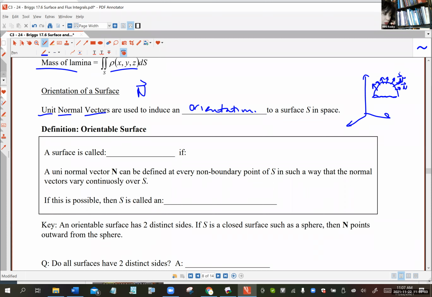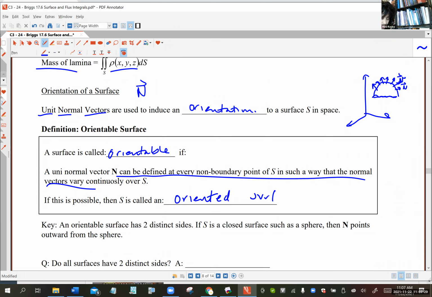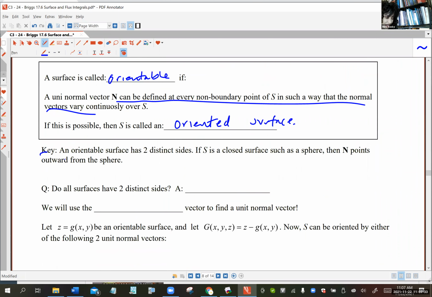Okay, let's define what an orientable surface is. A surface is called orientable if a unit normal vector can be defined at every non-boundary point of S in such a way that the normal vectors vary continuously. What the heck does that mean? If it is possible, S is called an oriented surface. Well, now let's try to put it in terms of English. Here's the key: an orientable surface has 2 distinct sides.